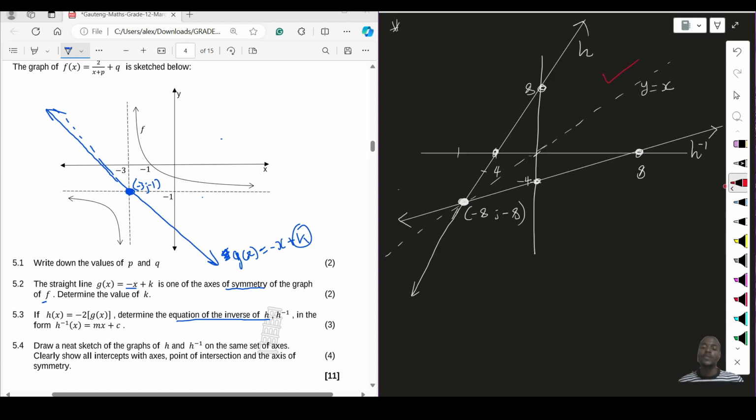If the x and y intercepts are correct, we give you the mark. Then if the intersection is correct, we give you a mark again. Then if the axis of symmetry passes through the point of intersection, then we give you another mark for that. Then this is 4 marks.